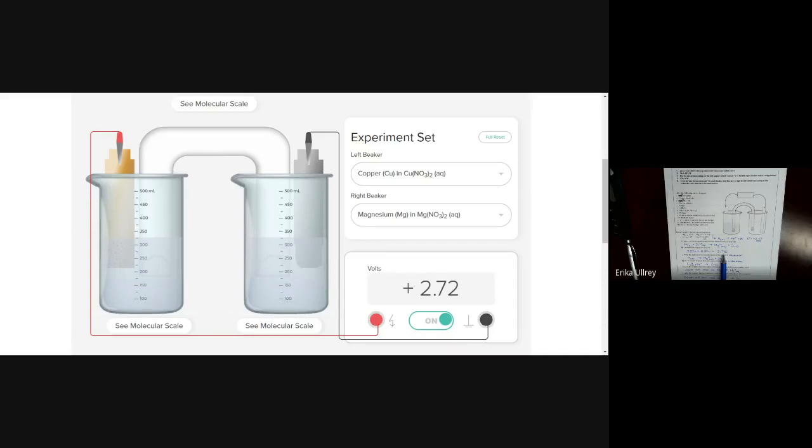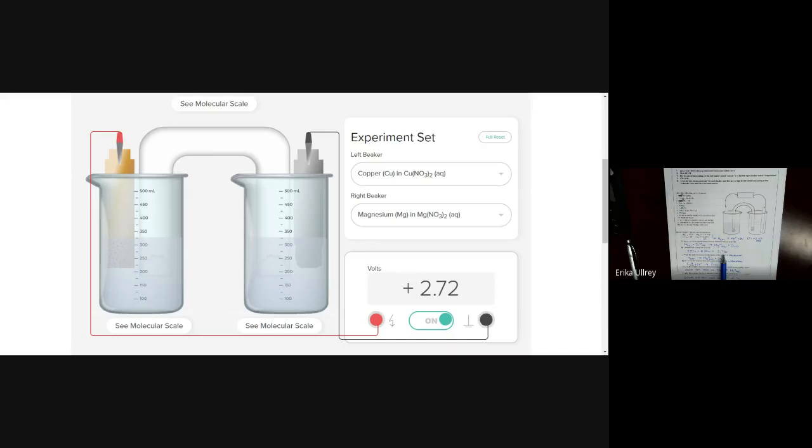Right is always the anode? No. Right is not always the anode. We have to actually think about the half reactions that are there and what's taking place. The anode is always where the oxidation occurs, and that can be set up on the left or the right.